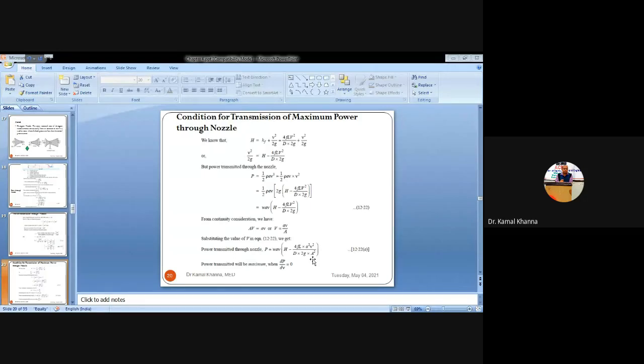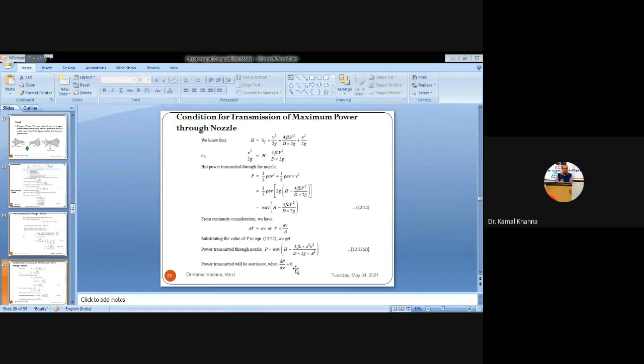But what is dP by dV? That is, we are calculating the derivative of power with respect to the velocity, because velocity is the only variable which is changing. So the coefficient of friction is constant here, head is constant, length of the pipe is constant, area is constant, and the diameter is also constant. So the only variable here is the velocity.